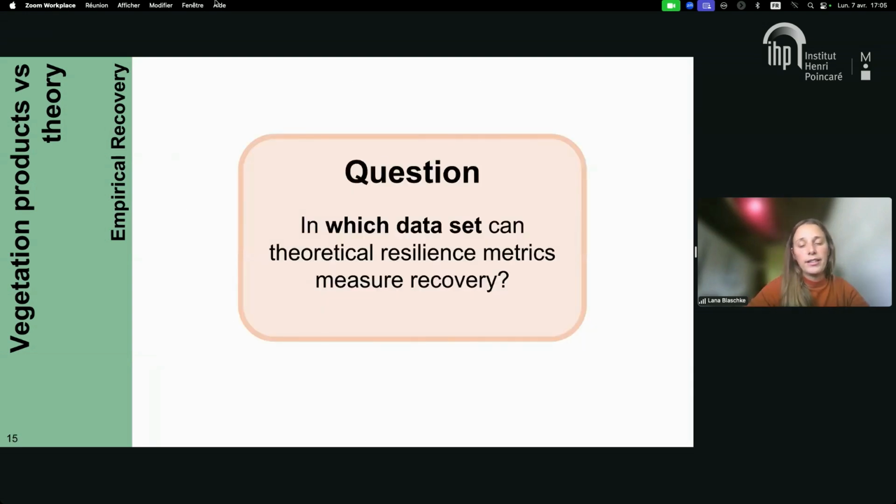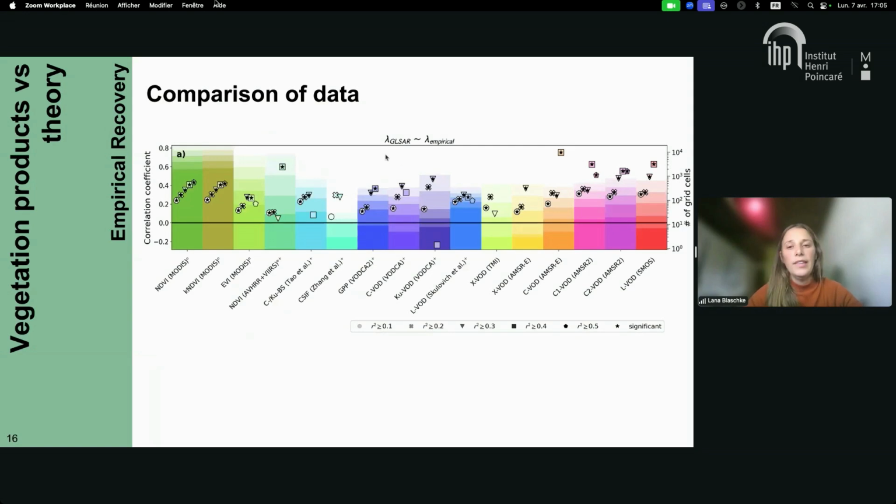Now, the other question we can ask is: in which data sets can these theoretical resilience metrics actually measure recovery best? Now we have exactly the same results, just not averaged across vegetation products. Here you see again, on the y-axis, the correlation coefficient, and on the x-axis, all the different products that we are using. This is only for the lambda GLSAR, but of course we would have the results for the other ones as well. It's just too much to show.